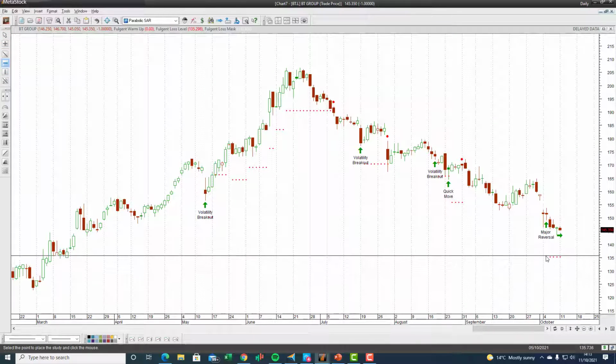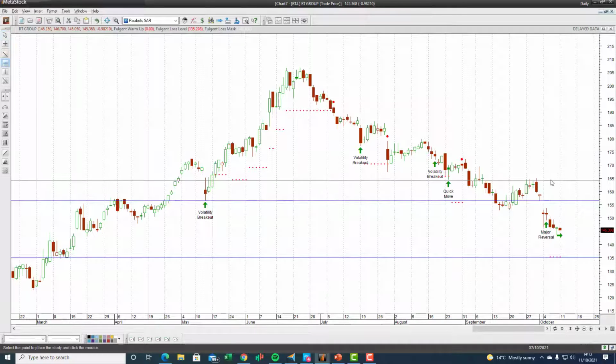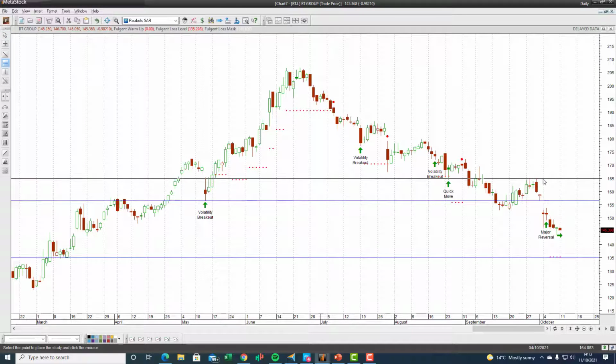There's a trailing stop here at 135. Your upside profit target would be this first gap to be closed at that zone there, and then the second upside profit target would be 165. When it gets to this level, then one would reassess the position, see if it's going to break out of that trading range. So BT Group, we've got a major market reversal signal on BT Group.